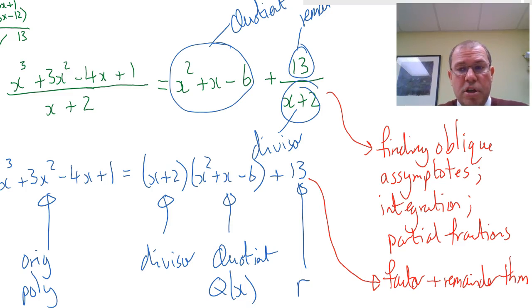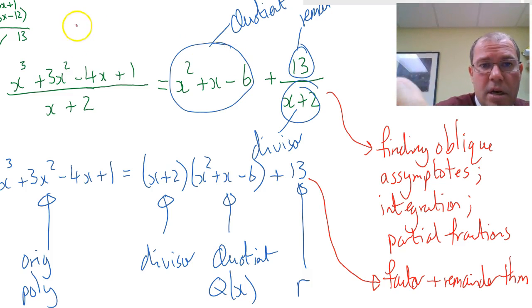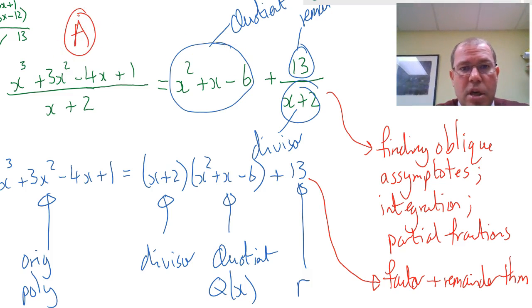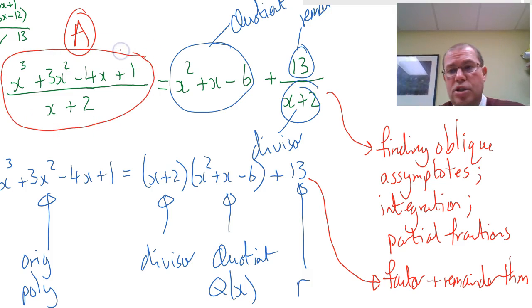Okay, so once you've done the long division, there are two ways you can write your answer. You can write it as the top way here, which I'll call A, which is the quotient plus the remainder divided by the divisor. And that's really useful if you're trying to sketch this graph here and you're trying to find the oblique asymptote, or if you're trying to integrate this function and you need to write it in partial fractions to help you. So if you're using calculus.